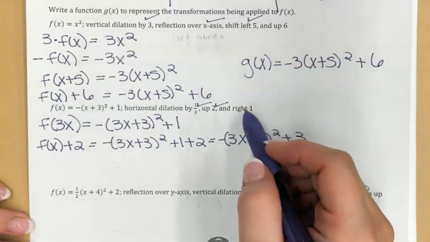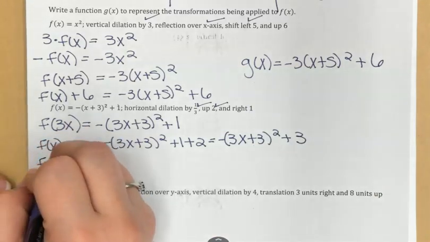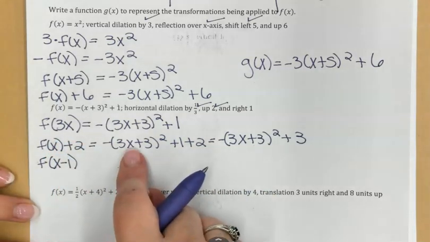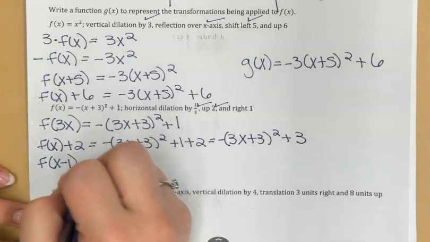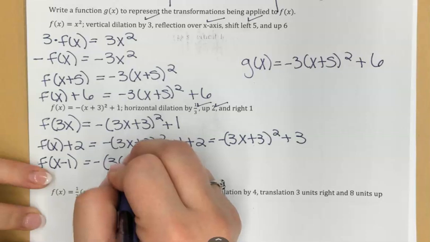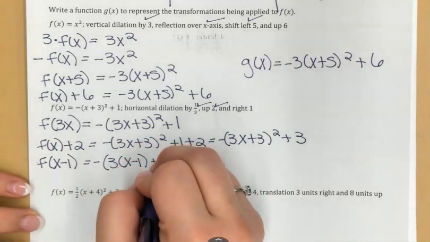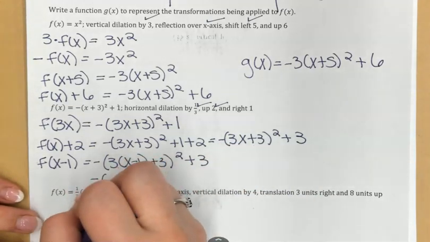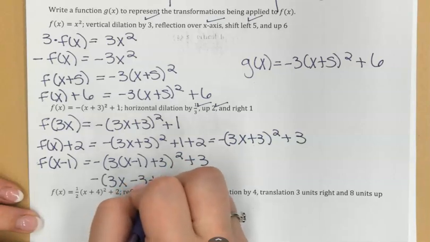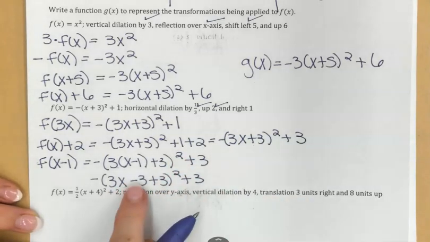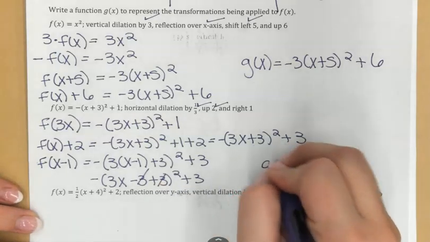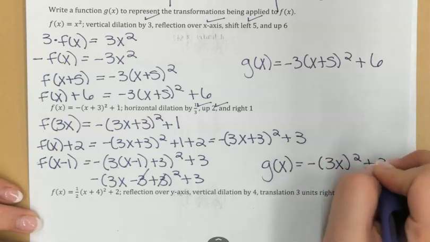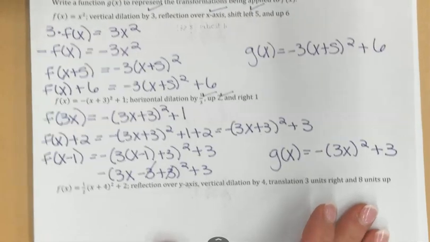And then the last thing is to the right 1. So that's going to look like f of x minus 1. Now keep in mind, x already has the 3 attached to it. So I have to put that in here, x minus 1 plus 3 squared plus 3. So the 3 is actually going to be distributed here, 3x minus 3. And then with the plus 3 that was on the inside, these are going to add to 0. So my final transformed function is going to be negative 3x squared plus 3. Okay.